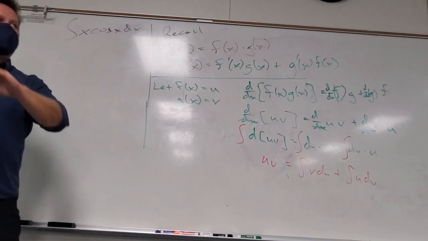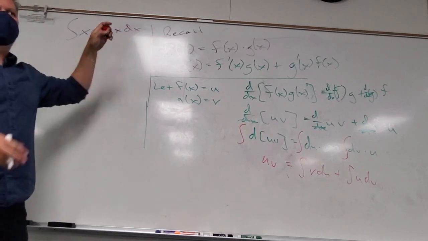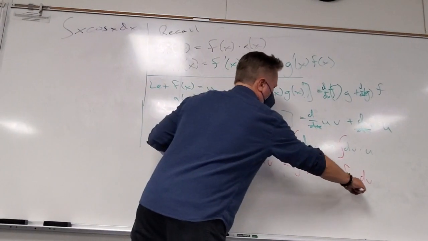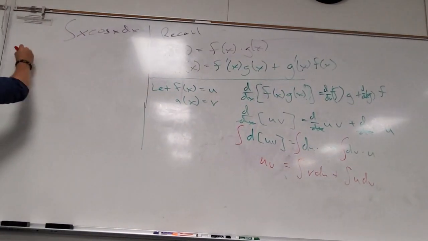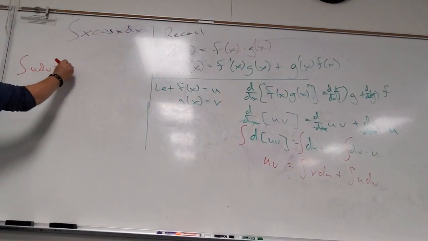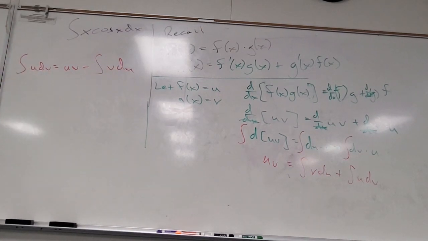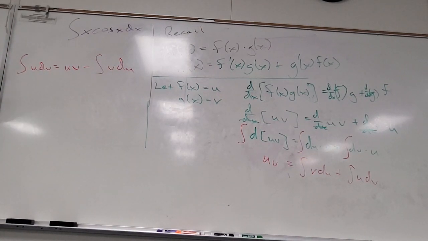So now you're all wondering how that relates to this, right? Let me pull that last thing up. Now watch. I'm going to solve for this. So the integral of u dv equals uv minus the integral of v du. And you're all like, u and v, how does this work?